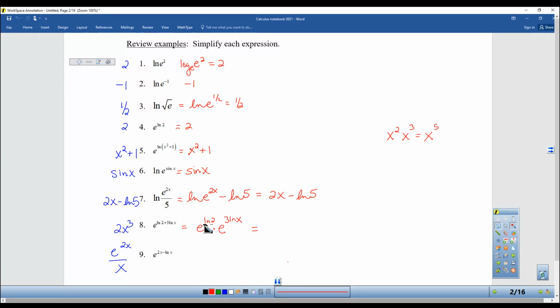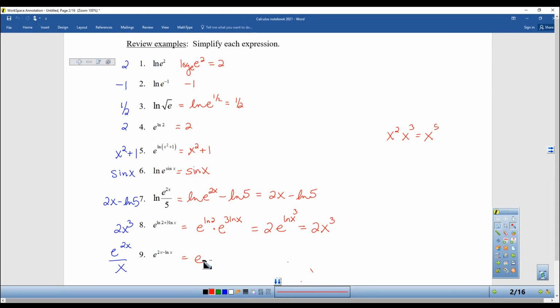So the first one does become a 2, but you can't cancel an e and an ln if it's got that 3 in front. But what you can do is change that 3 ln of x to ln of x to the 3rd. Again, a lot of properties from pre-calculus all having to come back to you now. So that 3 moves to the exponent, and now you just have an e and an ln. Now they do cancel each other out, and you get that.